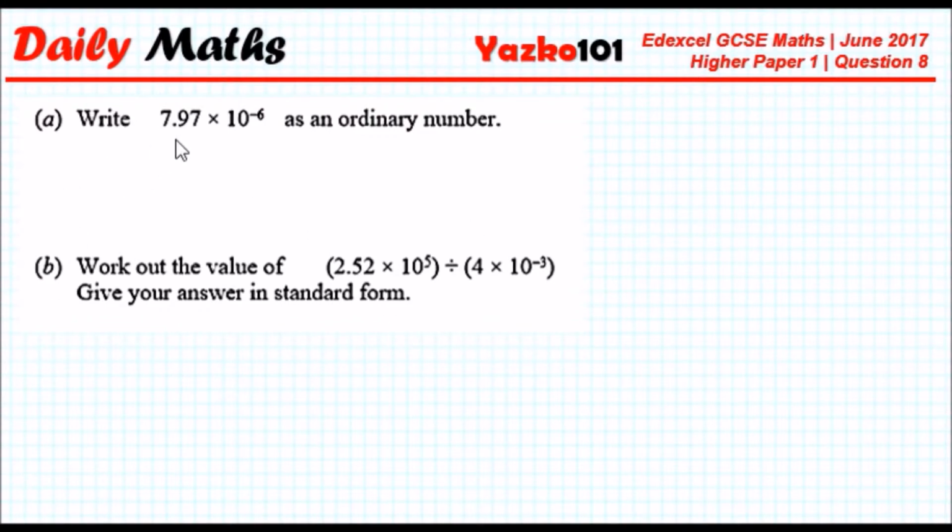So we have to firstly write this figure here as an ordinary number. If you recall, this is a type of format known as standard form, which deals with anything with 10 as a power. To write this as an ordinary number, because 10 has a negative power, there's going to be 6 zeros behind this figure. So if we copy this whole number and plug in 6 zeros, we can put 1, 2, 3, 4, 5, 6 zeros, and then copy the number, 797.